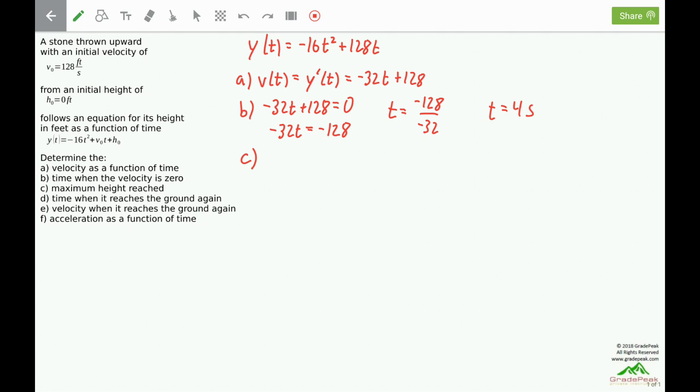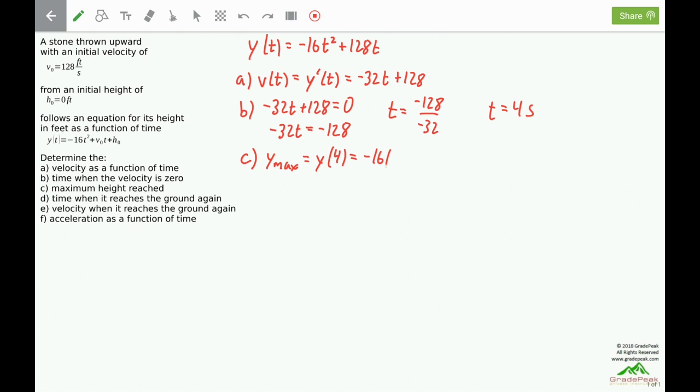Part C, we want to find the maximum height reached. The maximum height occurs exactly at the moment in time when the velocity has become 0. The stone at that point is in the process of turning around from having moved upward to start moving back downward. And that time is at 4 seconds that we found in part B. The maximum height is going to be the height reached at that exact time, so y of 4.